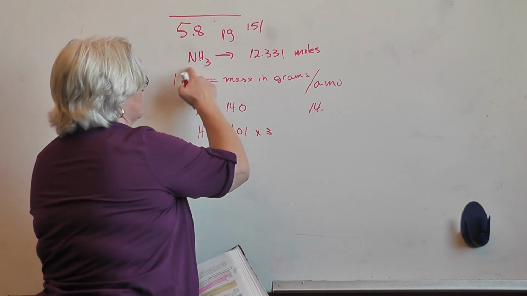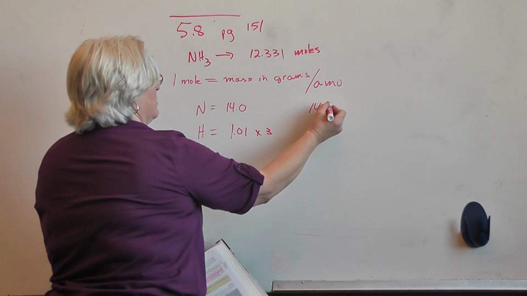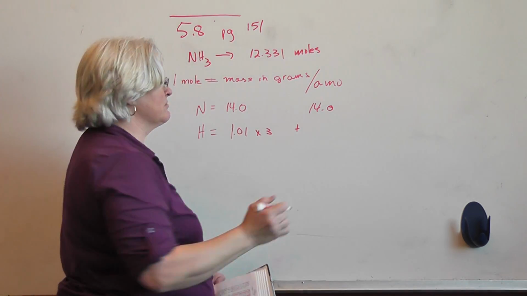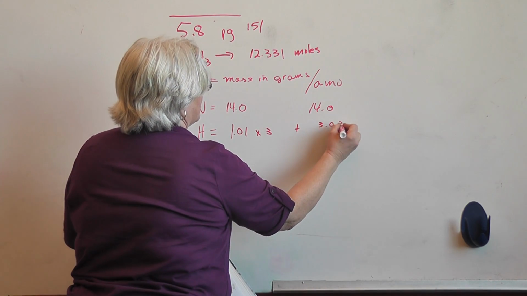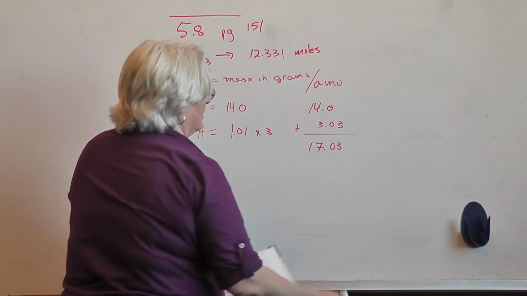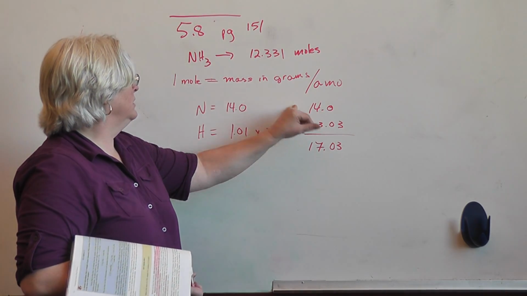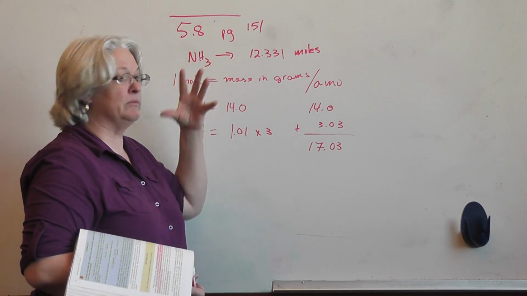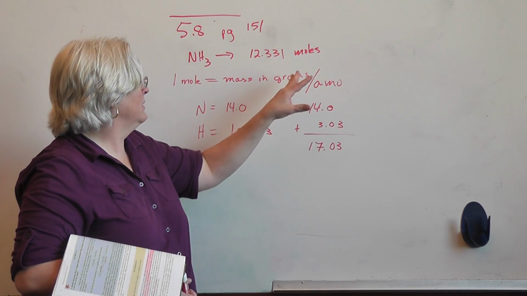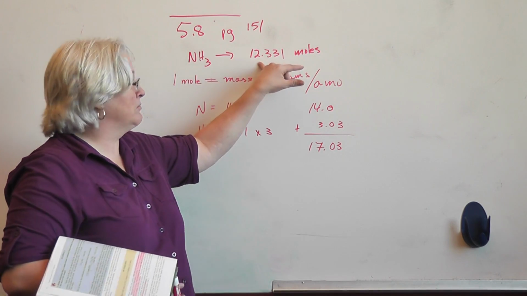So the atomic mass of pure ammonia is 14.0 plus 1.01 times 3, which is 3.03. That gives 17.03 atomic mass units in 1 molecule of ammonia. Well, we don't know anything yet about molecules. We know moles, and we want to find out how many grams, what the mass is, of 12.331 moles.